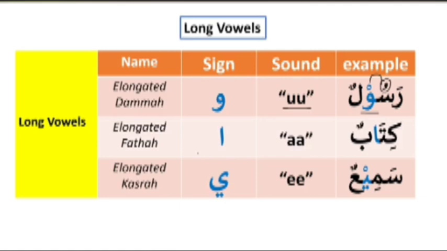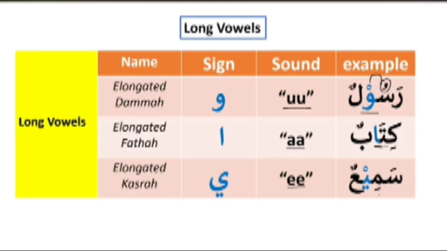The second one is long fatha, which will be the a sound. We have over here kitabun. In the previous example it was kataba, but when you prolong it, it becomes kitabun, and we have the a sound over here. Normally alif is compatible with fatha. Then we have the long kasra, which is basically ya, and it is pronounced as e. So we get the sounds u, a, e, as we have here sami'un. In the previous example we had sami'a, and now it is sami'un.